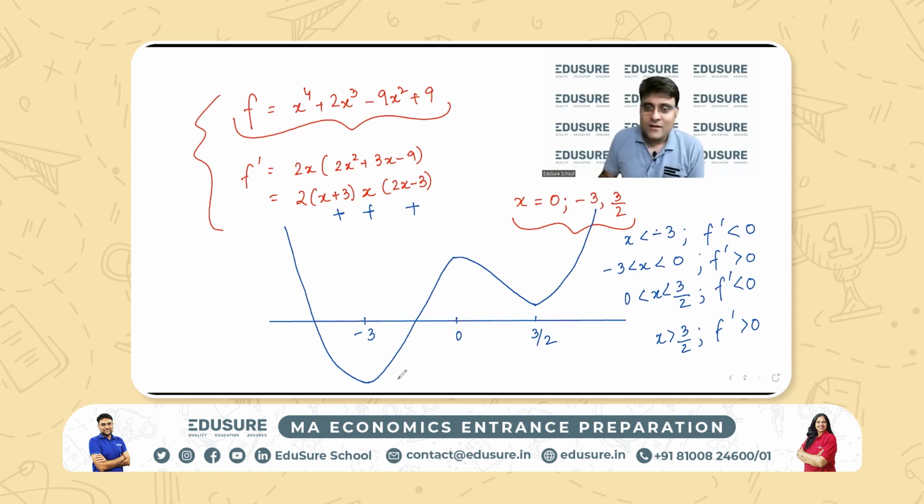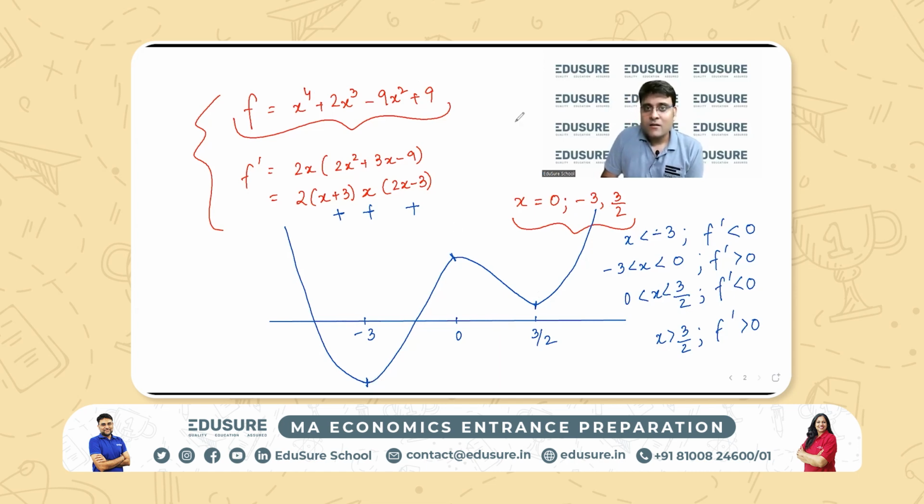Some of you were doubtful: sir, how will we graph it? Isn't it easy? Now, some of you might ask me, sir, how do you know that at minus 3 it will be a negative 1, at 0 it will be a positive 1, at 3 by 2 it will be a positive 1? I don't know. I have drawn it roughly. Put in the value of minus 3 here and verify that it is negative.